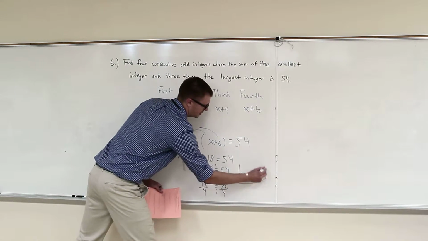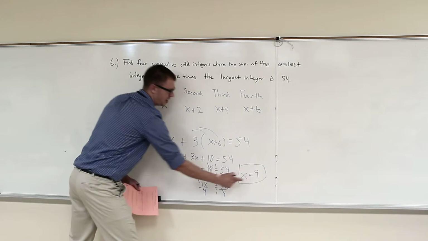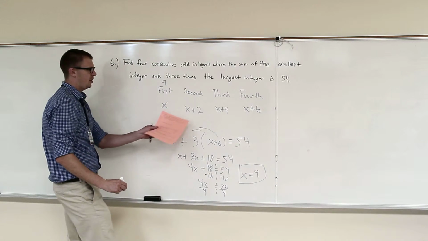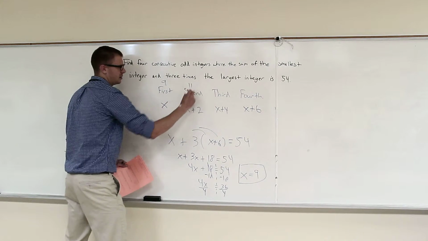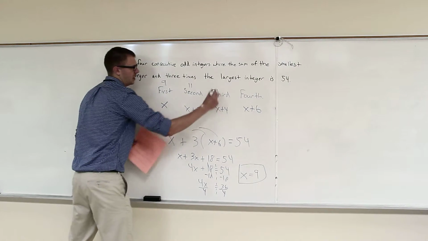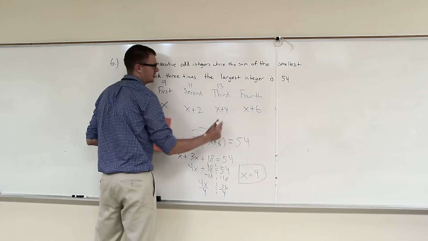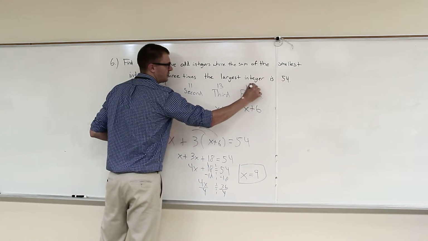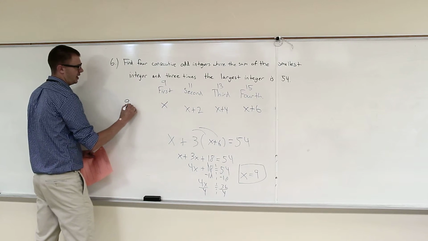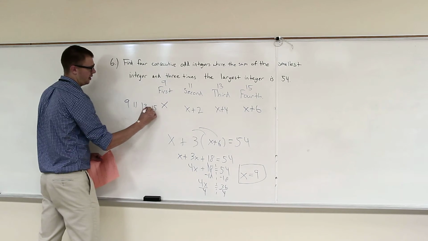We're happy here because the value I got for x needs to be my first integer, and that is an odd number. So my first integer is 9. My next odd integer in a row is 11, 2 bigger. 9 plus 4 is going to be 13. 9 plus 6 is going to be 15. So the 4 odd integers in a row are 9, 11, 13, and 15.